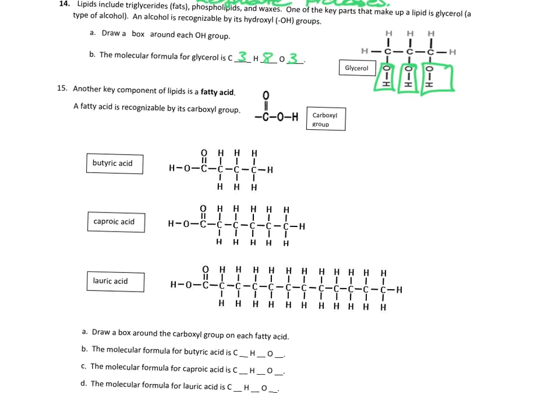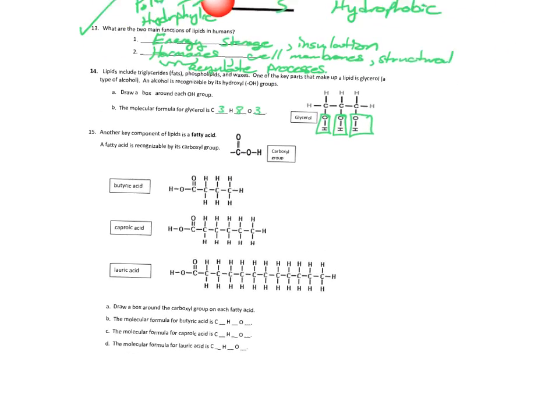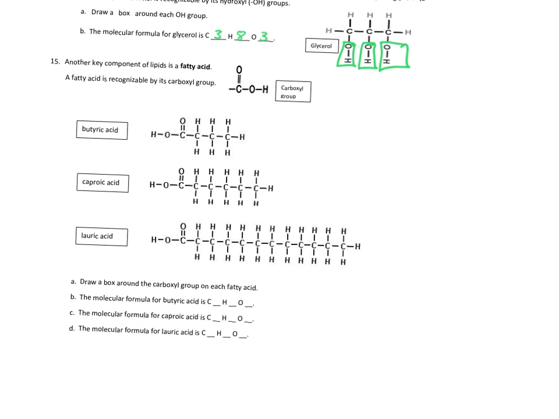Another key component of lipids is a fatty acid. Fatty acid is recognizable because of what? A carboxyl group. That's C double bond O, OH. This whole thing is a carboxyl group. Are we all good with that? All right. Caproic acid, butyric acid, lauric acid. 3 different fatty acids. What's the difference between the 3? More carbon. They get longer. They're all saturated. The only question is how long they are. Draw a box around the carboxyl group of each fatty acid. This should be pretty easy since they gave you the carboxyl group there.